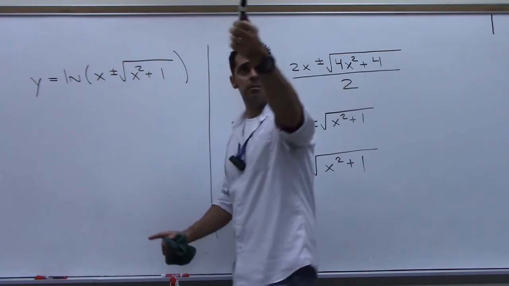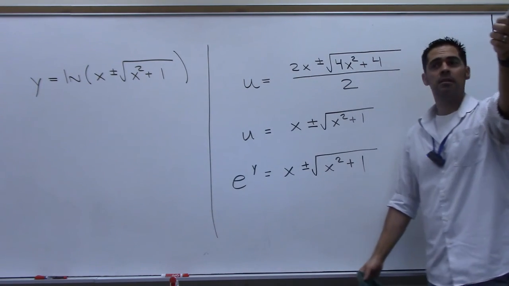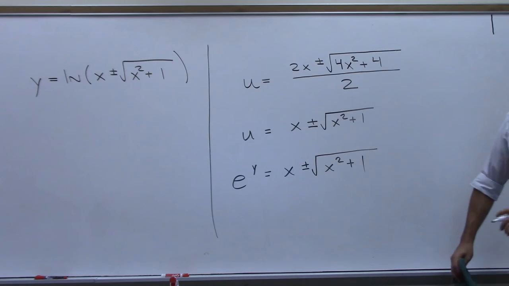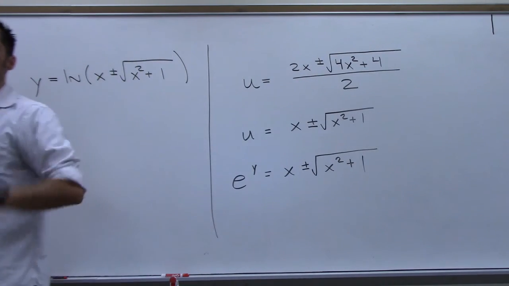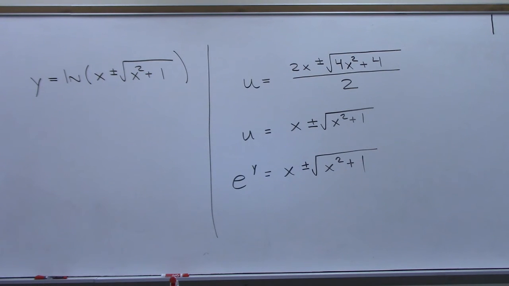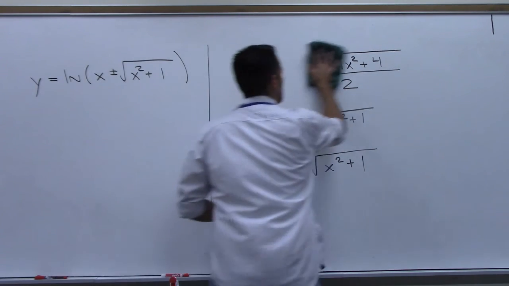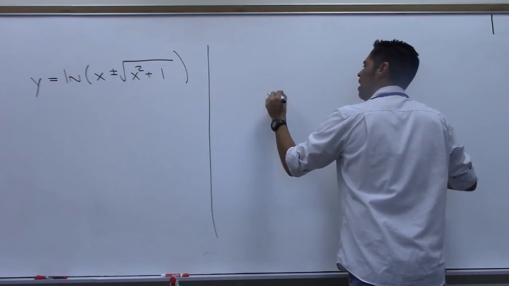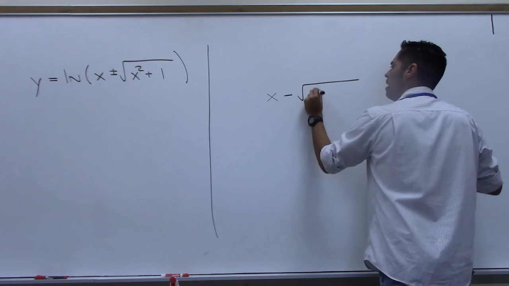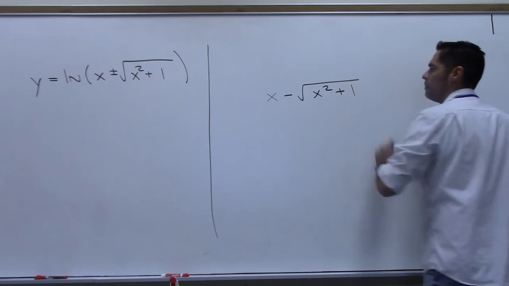And is that what we have up there? It's a little off. What's off? It's plus or minus here, but up there it's only plus. So let's look at why it couldn't be minus real quick. If you just look at just x minus the square root of x squared plus 1, all right?